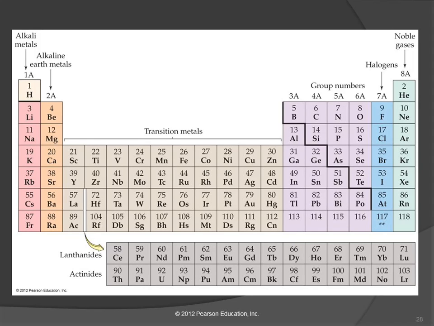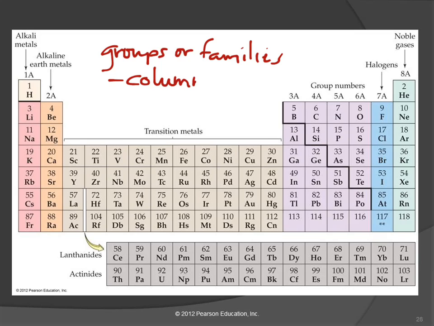Then we have groups. There are groups and there are periods. And that's probably coming up in a slide, but oh well, I'm going to write it out here. So groups, or they're also called families, and those are the columns. And so this periodic table is showing us the names of some of the groups in the periodic table.